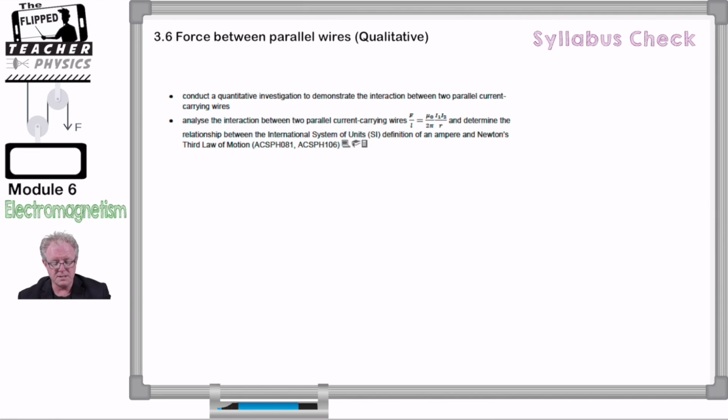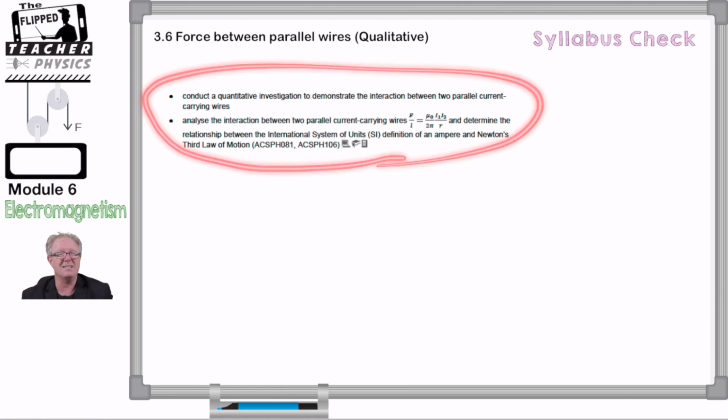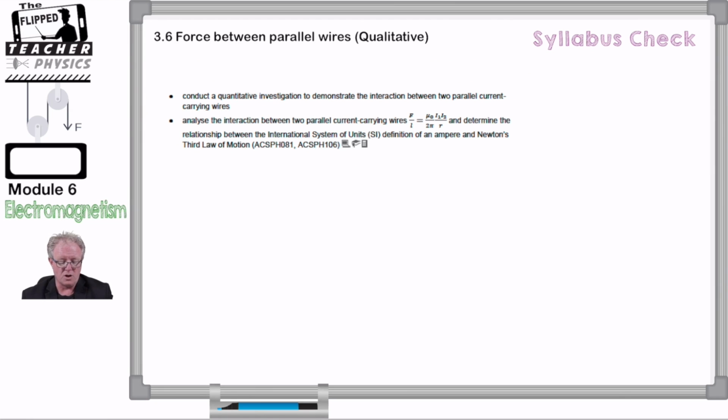So let's have a look at what we're looking at here in this video. Here are the dot points again from the syllabus that we've seen before. Conduct a quantitative investigation to demonstrate the interaction between two parallel current carrying wires. That's what we're going to be doing. And then this is the formula that we're going to be looking at in a couple of videos' time, but I've got it here because it's connected together in the same section.